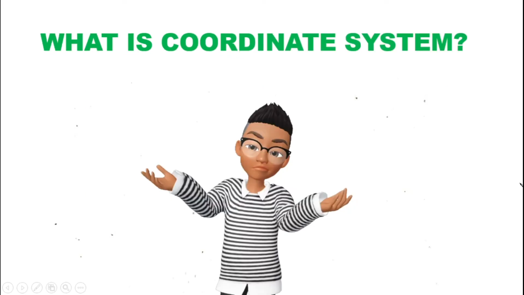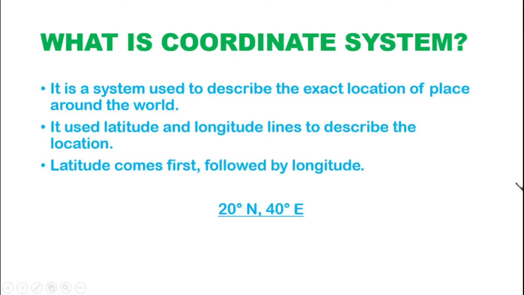Now, what is the coordinate system? A coordinate system is a system used to describe the exact location of a place around the world. It uses latitude and longitude lines to describe the location. How do we write coordinates? First, write the latitude, followed by the longitude. An example is written here below: 20 degrees north, 40 degrees east.